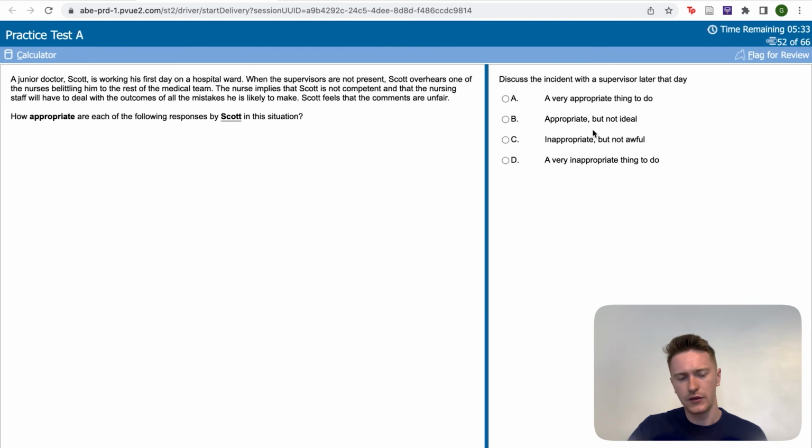Discuss the incident with the... again, it's changed, sorry. The junior doctor, Scott, is working on his first day. Scott overhears one of the nurses belittling him. The nurse implies that Scott is not competent and the nursing staff will have to deal with the outcomes of all the mistakes he is likely to make. Scott feels that the comments are unfair. Fair enough, I mean, that is unfair.